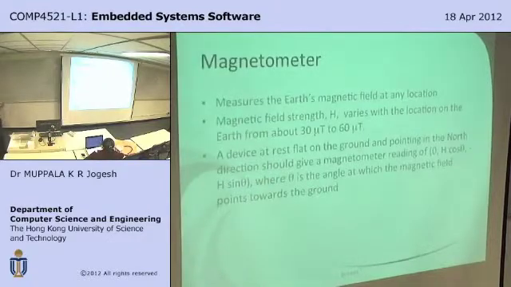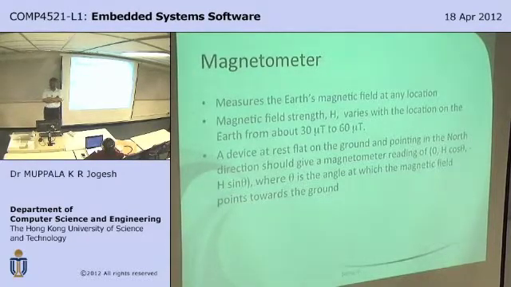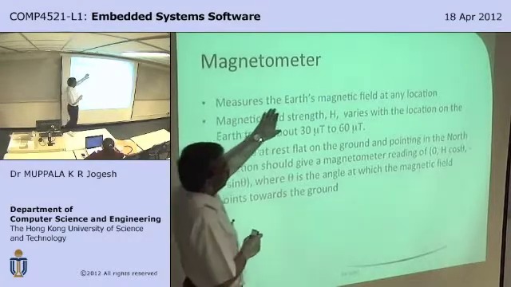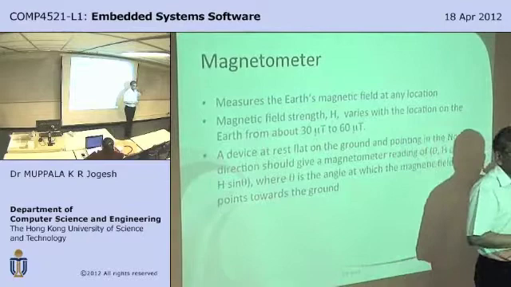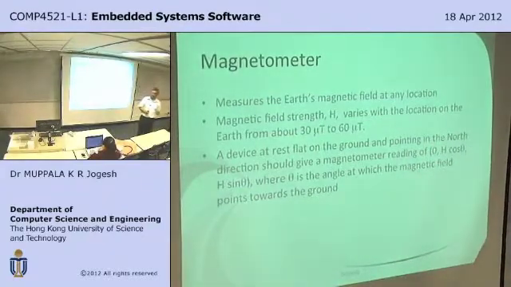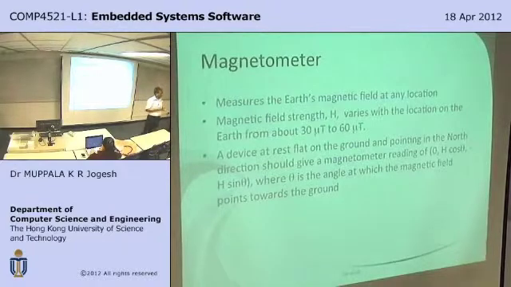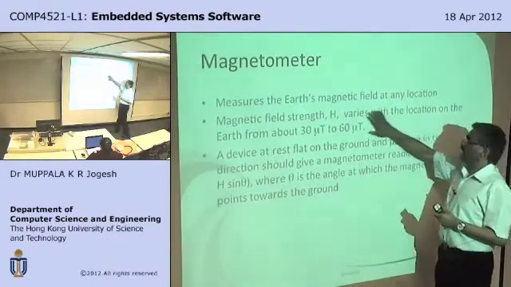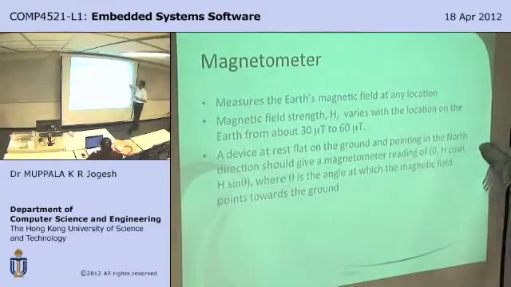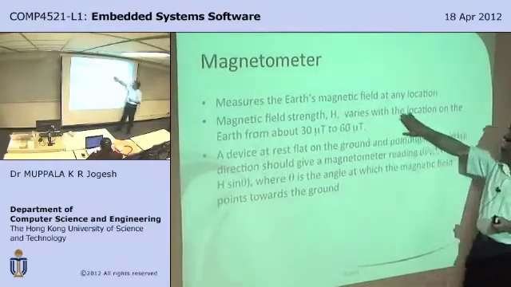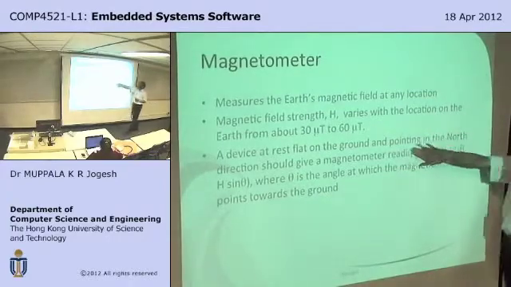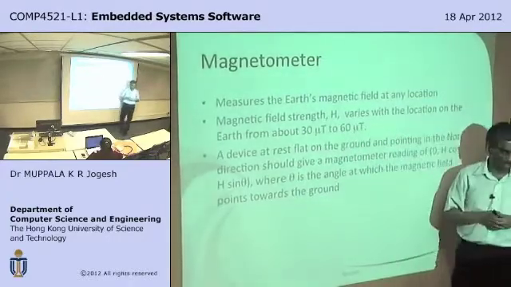What is a magnetometer? As the name implies, it has something to do with magnetic field. And so this magnetometer basically measures the Earth's magnetic field at any location. How is this useful for your device? Again, that can be used as one way of trying to guess how your device is oriented in the real world. Okay? At any given point on Earth, the magnetic field strength H is between 30 microteslas to 60 microteslas.